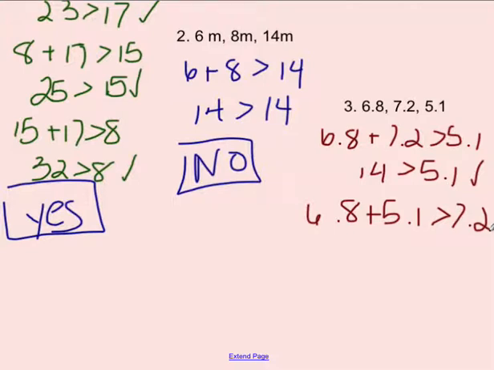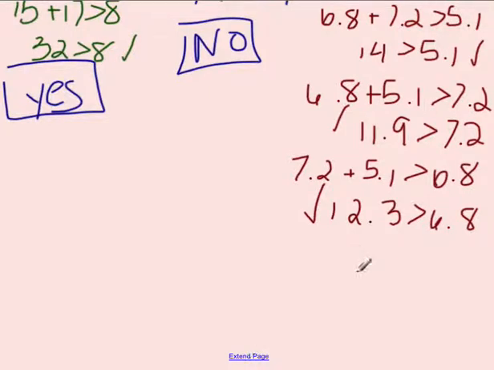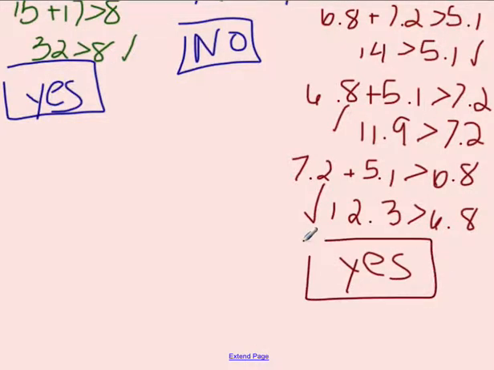6.8 plus 5.1 is 11.9, and that needs to be greater than 7.2. Next, is 7.2 plus 5.1 greater than 6.8? So we need to see, is 12.3 greater than 6.8? So again, all I did was add those two sides together, and yeah, it is. So this one right here also works. Because all of those statements are true, yes, this can form a triangle.